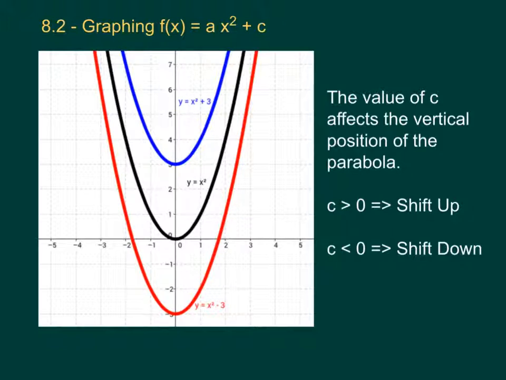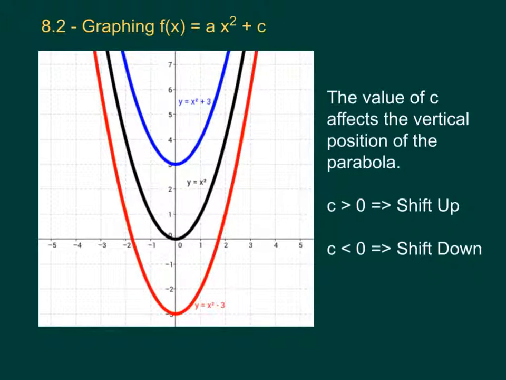The red parabola has the equation y equals x squared minus 3. That c that I'm attaching to the end is negative. It's less than 0. That leads to a shift down. You'll notice that that has been shifted 1, 2, 3 units below the original vertex. As a matter of fact, all points are 1, 2, 3 units below where they originally would have been on the parabola y equals x squared. You can see 1, 2, 3.